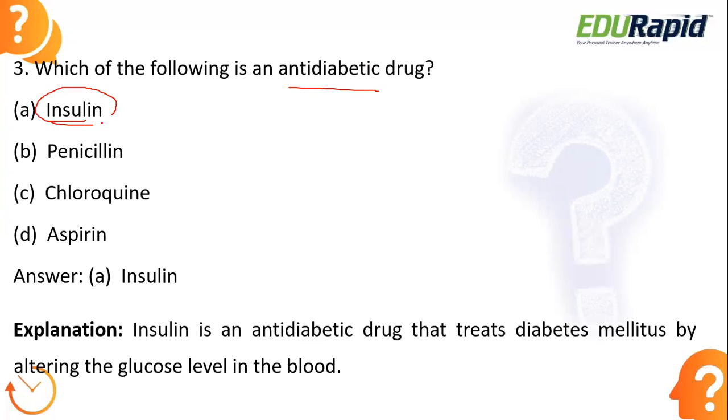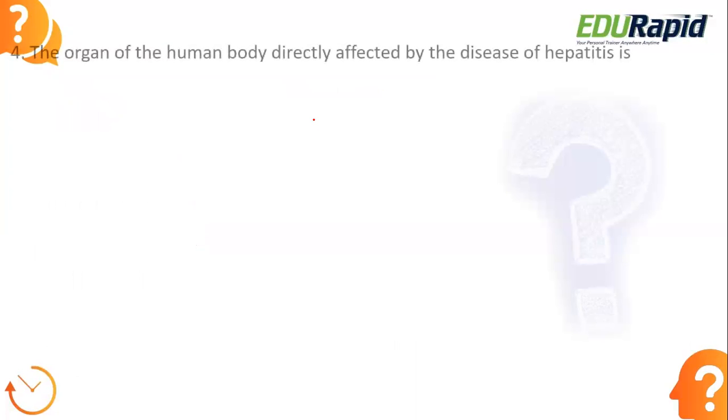One such drug is insulin. The insulin hormone is externally provided to such a person, and it will start metabolizing the glucose in the blood. So this is considered an anti-diabetic drug. But apart from that, penicillin, chloroquine, and aspirin do not have any property matching that of an anti-diabetic drug. Moving to the next question.